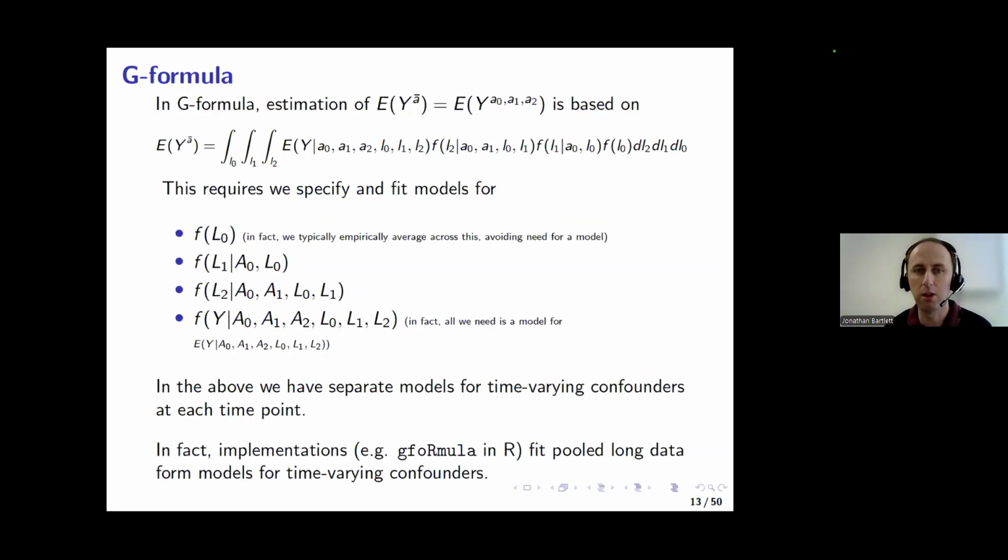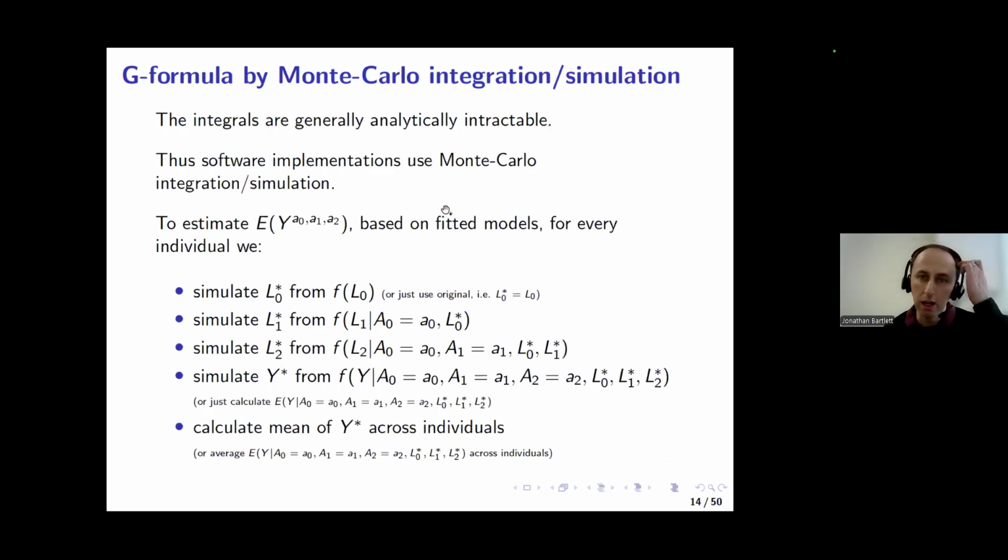The integrals in this expression at the top here are generally analytically intractable. And so traditionally, the way that G-formula has been implemented is to use simulation or Monte Carlo integration. What that means is that we fit each of the models that were on the previous slide and simulate from them under the given treatment sequence of interest. So we simulate baseline confounders, then simulate the confounders at the next time point, imagining that people had a baseline treatment set to the value little a0 that we're interested in, then simulate the confounders at the next visit, and then finally simulate the outcome at the final visit.